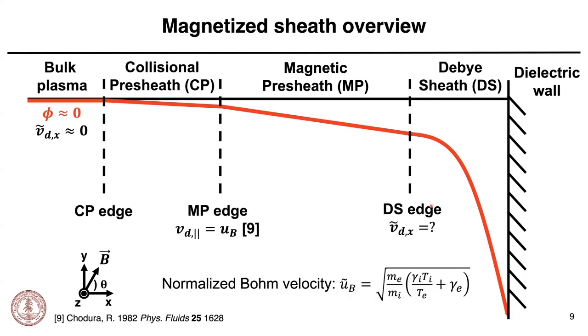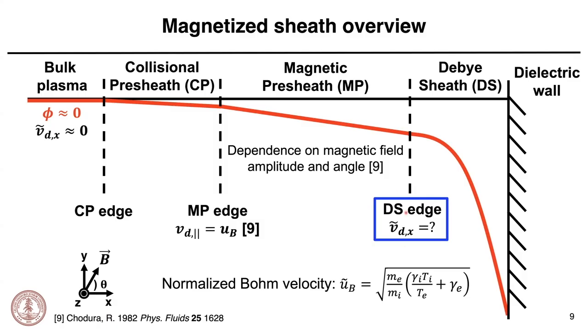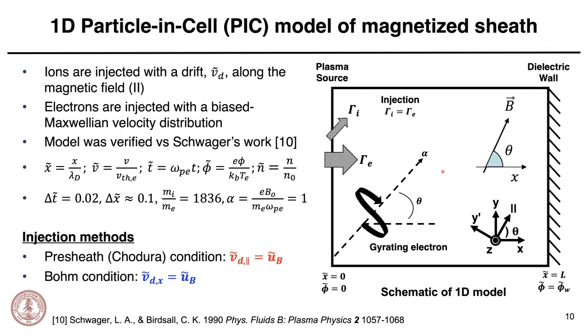The magnetic pre-sheath has been known to depend on the amplitude of the magnetic field and the angle, of course. We'll benchmark a simulation to show that we get those same results for the pre-sheath. But ultimately, the goal is focusing on this condition: what is the Debye sheath edge condition? This is where you go from where a fluid model could work well into the fully kinetic regime of the Debye sheath. So we're trying to determine the sheath edge conditions where you get the formation of positive space charge. We do this with a particle-in-cell simulation.